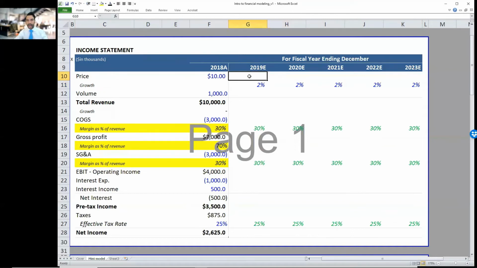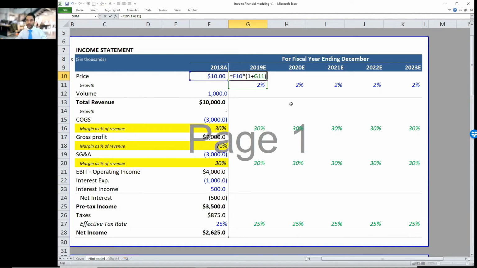So how do we do that? And this is best practice. So the way we do it in Excel, we're going to do equals. We're going to set to the previous year price times, open parentheses, 1 plus reference to my growth driver, cell G11, close parentheses. There we go.